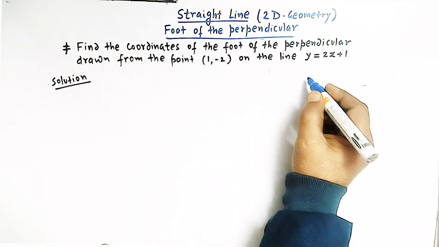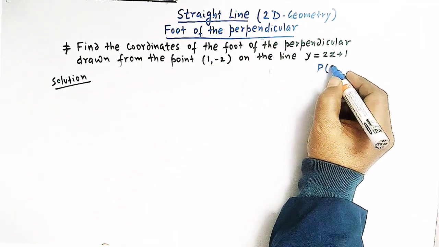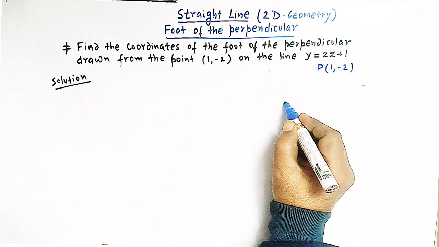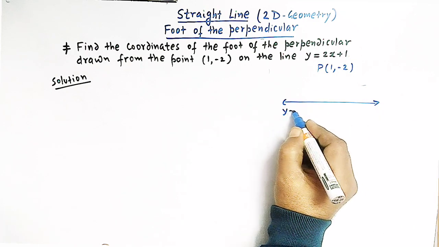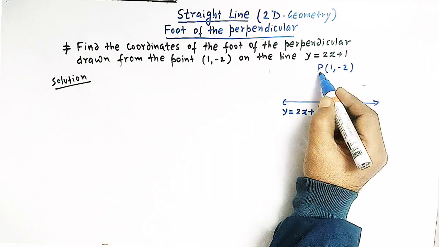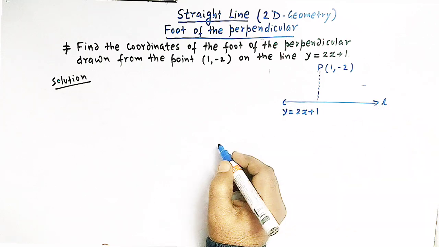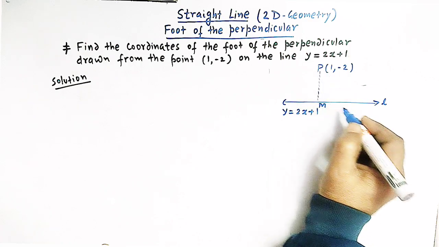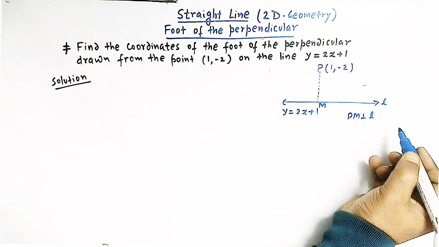So here we are given a point (1, -2). So let us take this point as P, and we are given a line y = 2x + 1. So let us consider this line as y = 2x + 1. And from this point P, we drop a perpendicular on this line. Say this line is L, and let us take M as the foot of the perpendicular. So PM is perpendicular to this given line y = 2x + 1.